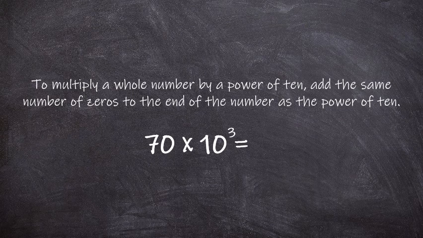To multiply a whole number by a power of 10, add the same number of zeros to the end of the number as the power of 10. In this case, we have 70 as a whole number. So we'll take 70, and then we're going to add the same number of zeros to the end of the number as the power of 10. We have our exponent of 3, so we're going to add 3 more zeros. And we're going to put the comma where it belongs. So the answer to this question would be 70,000.